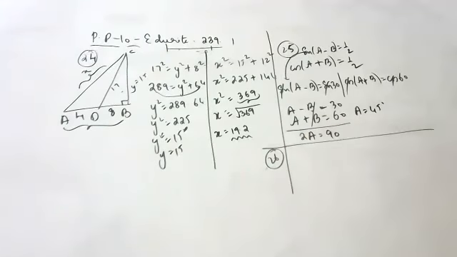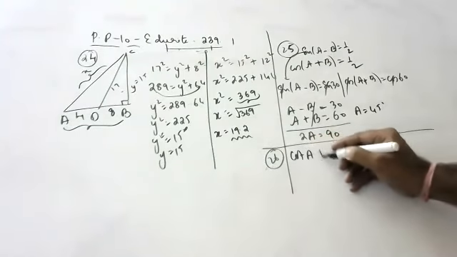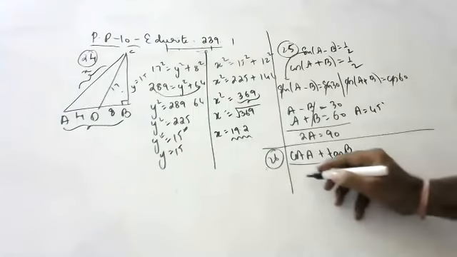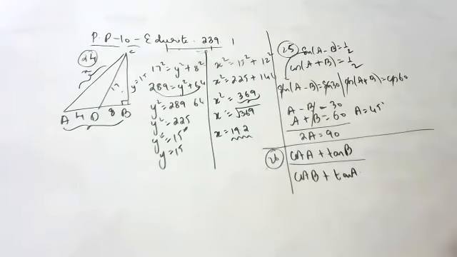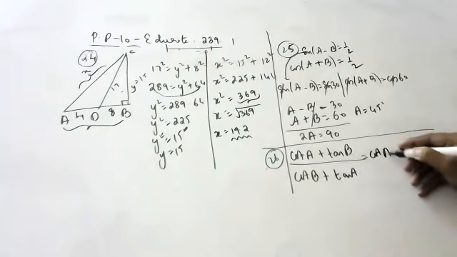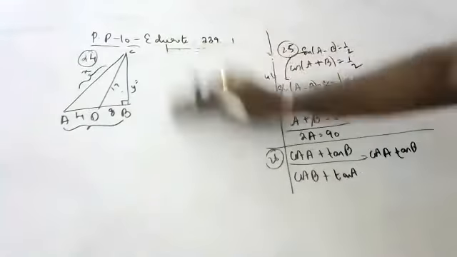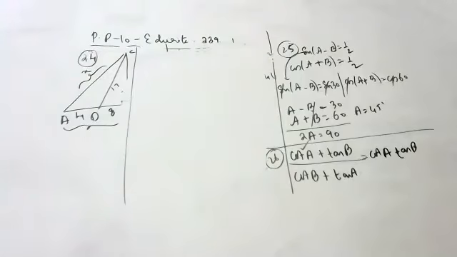Next, prove that cot A plus tan B by cot B plus tan A equals tan A cot B. Tell how to do this. You keep telling and I will help you. Sir, we need to convert them into sine and cos. Tell them, cot A is what? Cos A by sin A, sir.